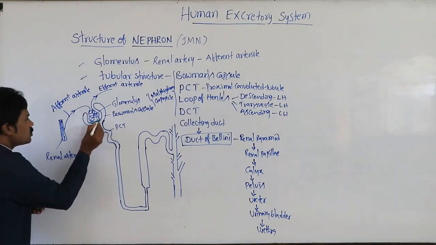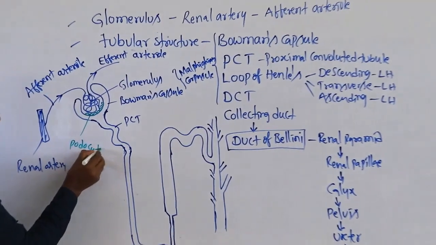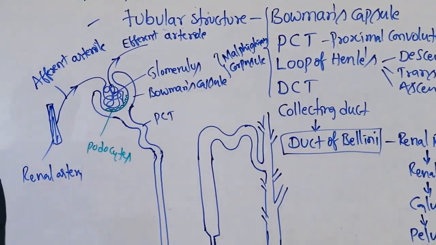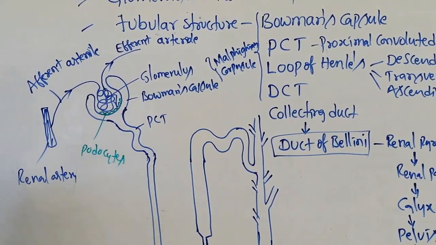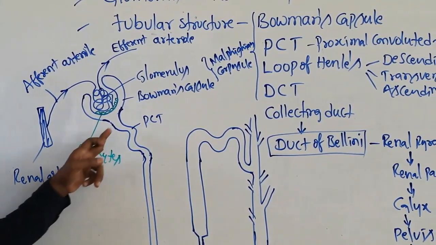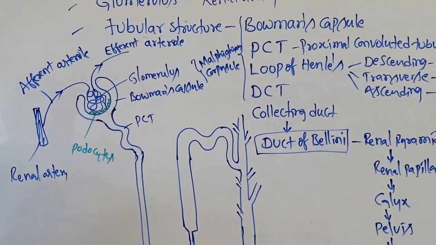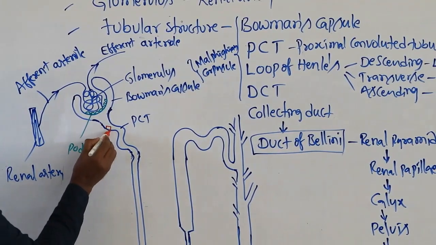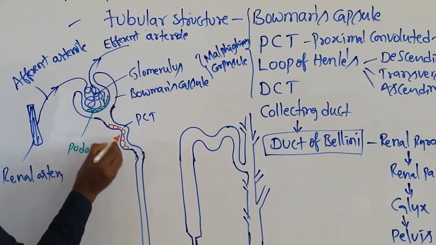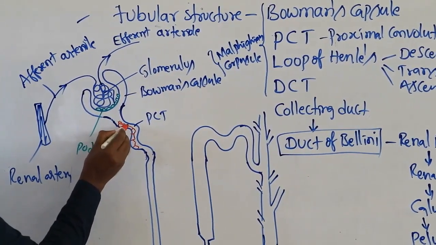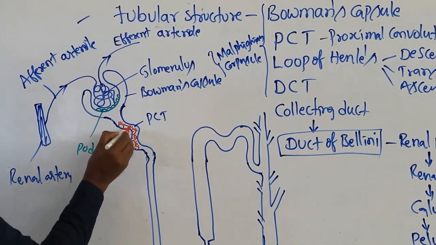At the base of the Bowman's capsule, certain epithelial cells called podocytes are present, the yellow-colored podocytes. Then similarly, all along the proximal convoluted tubule, there is cuboidal epithelium, the simple cuboidal brush border epithelium.